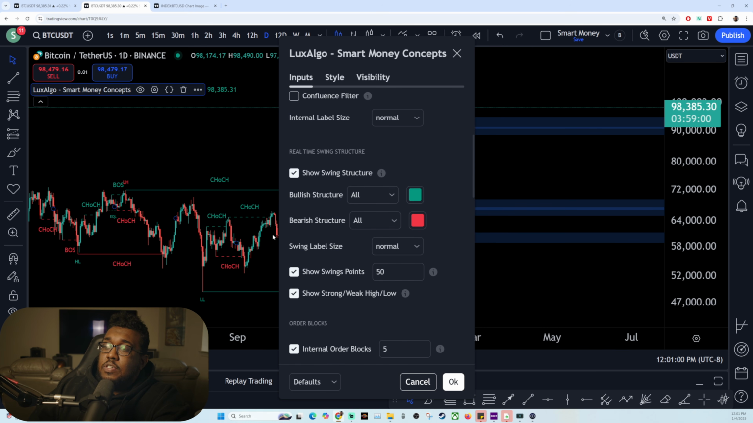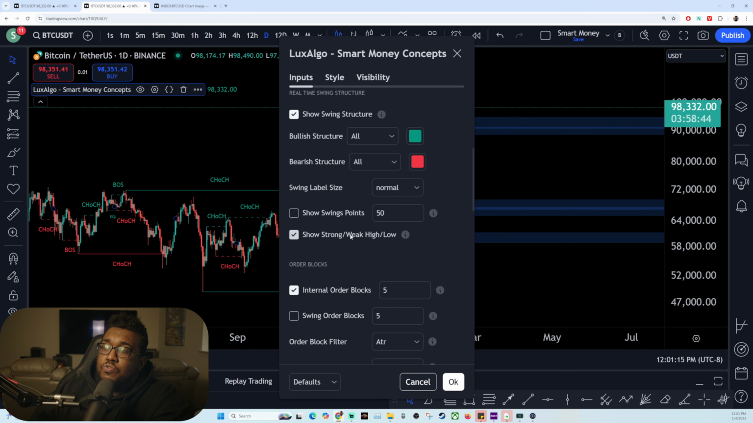So what that allows you to do is you can go for the last 50 candles or not. Basically display swing points as labels on the chart. I don't need to do this, but if you feel like you want it, definitely add it on there. If you're new, I'd rather you have it than not. All right, next up, we're going to have show strong, weak, high, low.